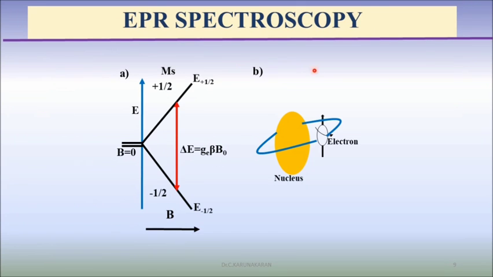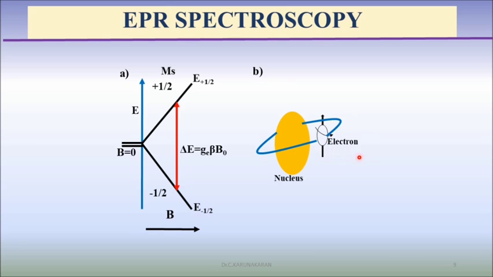We'll quickly see EPR spectroscopy. In the absence of a magnetic field, the two spin states are degenerate. In the presence of an external applied field, the two states split. The energy of separation, as we have seen earlier, is g e beta B naught, where beta is the Bohr magneton, g is the g value, and B naught is the applied field strength. The resonance condition is h nu equals g e beta B naught.